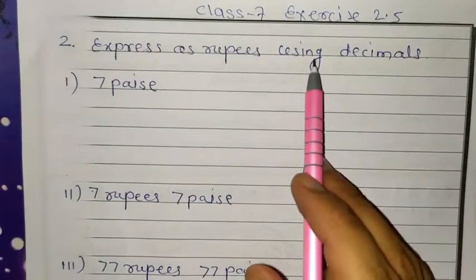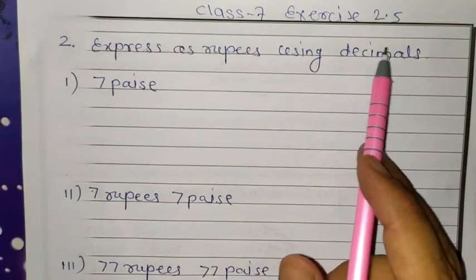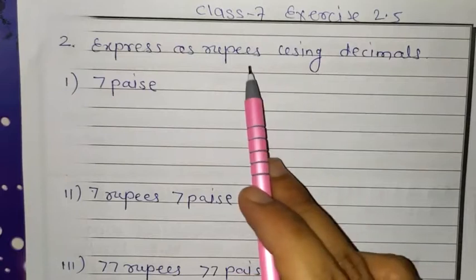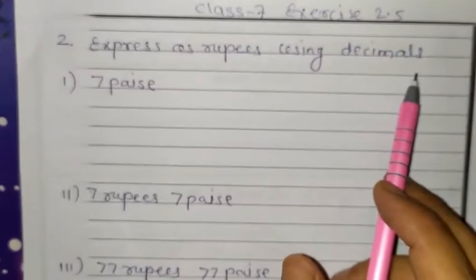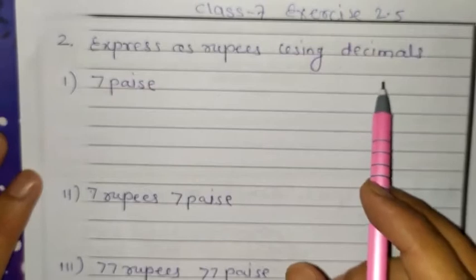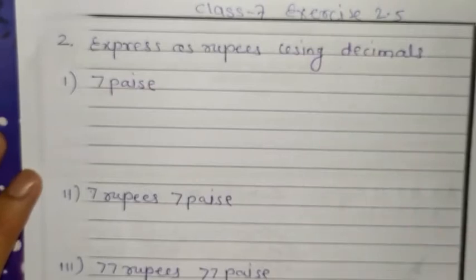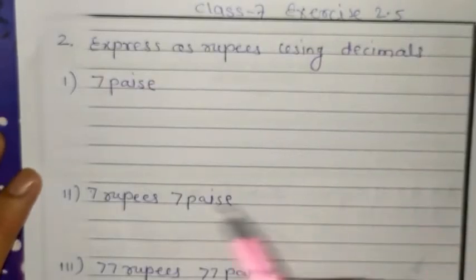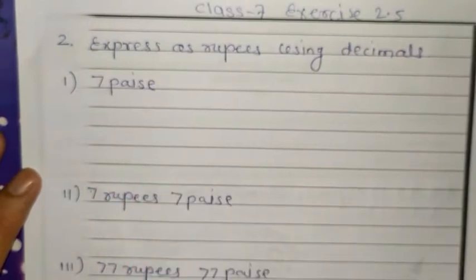Hello dear student, we are in class 7 exercise 2.5 question number 2. Express as rupees using decimal. The decimal concept we have seen in the previous tutorial. If you didn't watch that tutorial, please go through it. This question is related to rupees and paise.